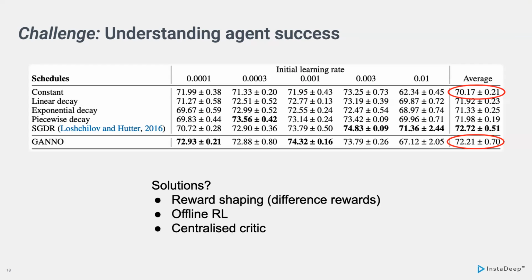Now there are some solutions, like reward shaping, so difference rewards is what we looked at. And we were also only later on thinking maybe there's something interesting in looking at offline RL, where in that supervised learning process you generate data, record that data, and then apply your RL method. We're also looking at perhaps things like centralizing the critic. But yeah, some interesting challenges there in what it means for the agent to actually be doing the right thing.